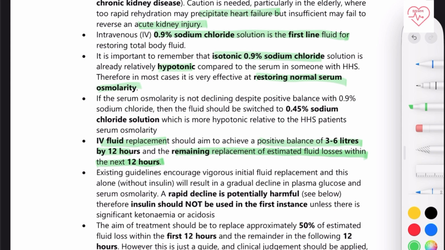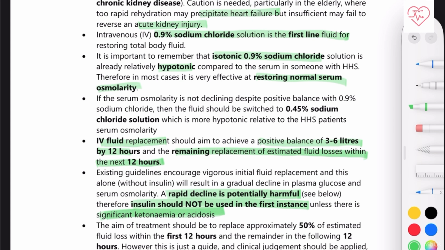Existing guidelines encourage vigorous initial fluid replacement, and this alone will result in a gradual decline in plasma glucose and serum osmolarity, since a rapid decline is potentially harmful. Therefore, insulin should not be used in the first instance unless there is significant ketonemia or acidosis. So insulin is not used first because significant ketonemia and acidosis can occur. Okay, that's why.